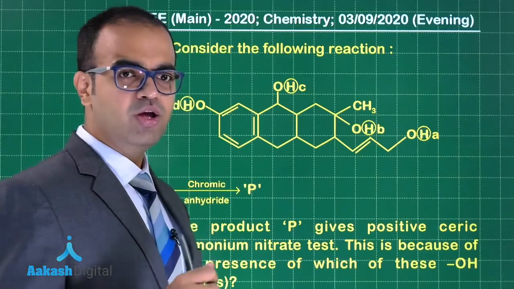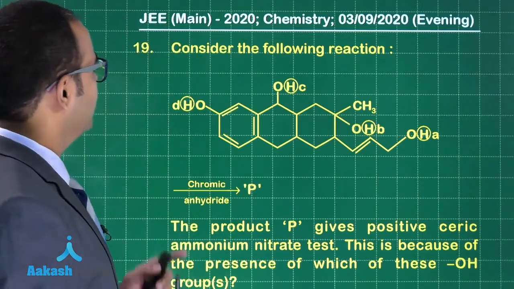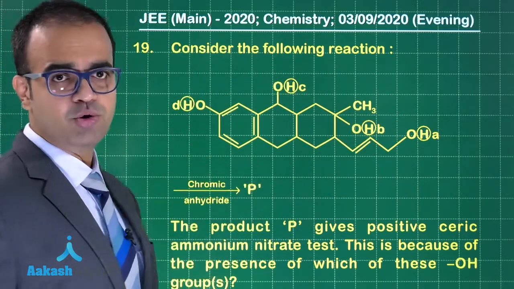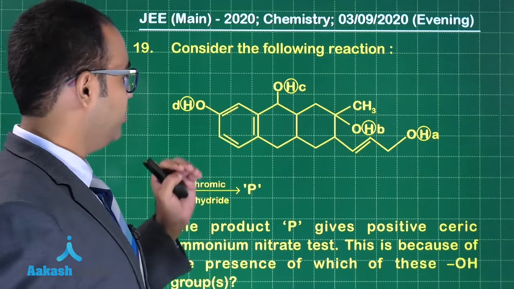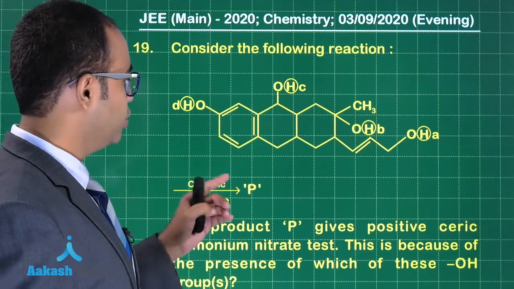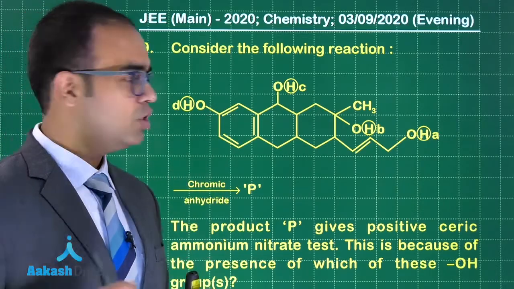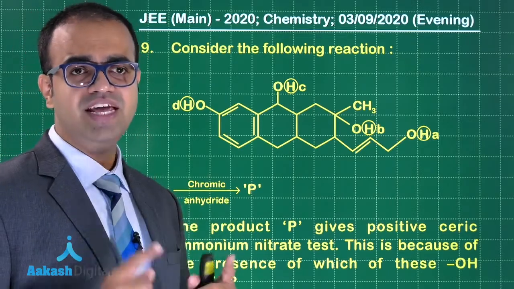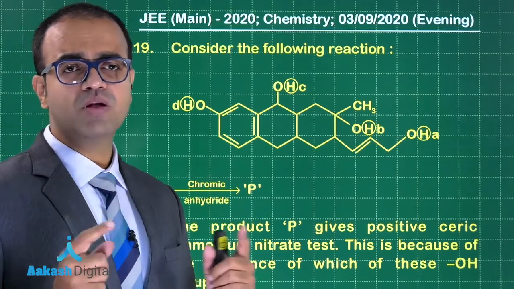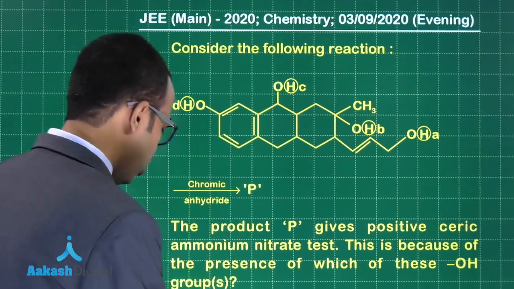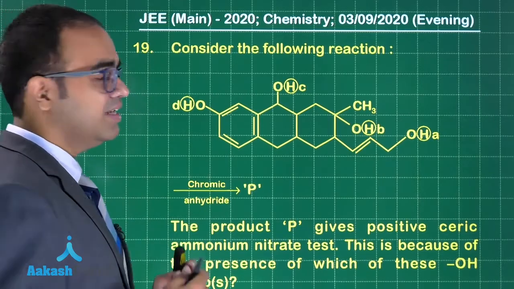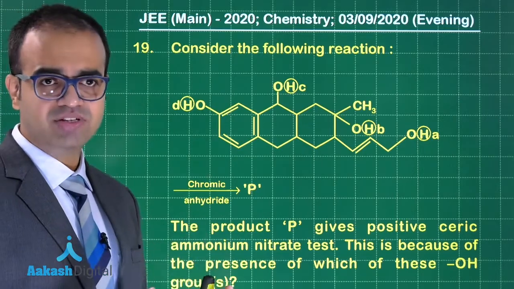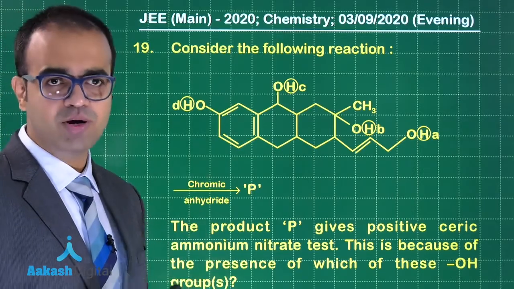Let's solve question number 19, guys. So what we have over here is this big organic compound, and this compound is treated with chromic anhydride to give you P. What is chromic anhydride? Chromic anhydride will oxidize the OH groups. And which OH groups will be oxidized? Let's see. The OH groups which are primary and secondary. The phenolic OH will not be oxidized and the tertiary OH will not be oxidized.